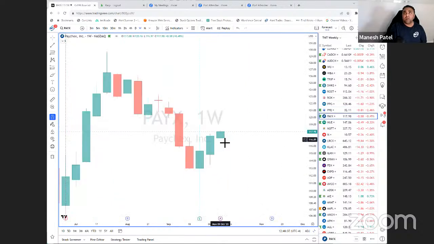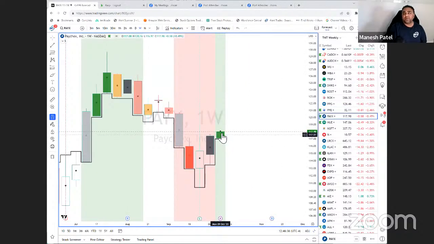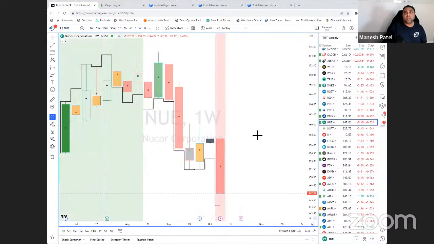PFE, this had a shade, broke the low, we entered, it was profitable. PayX, this is a green shade, a bullish one. Think about this, a bullish trade in a crazy bearish market right now with all the volatility. This entered here and was profitable at the end of the week. NUE, this is a shade, shorted here, at the end of the week was profitable.